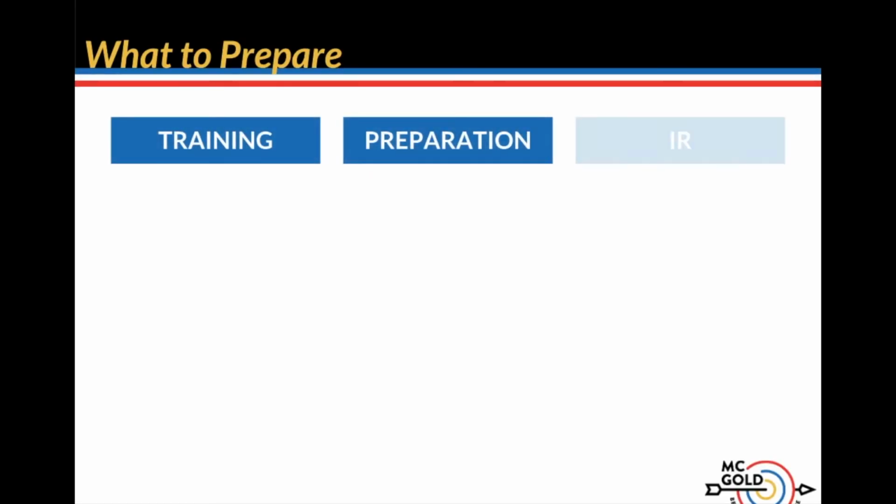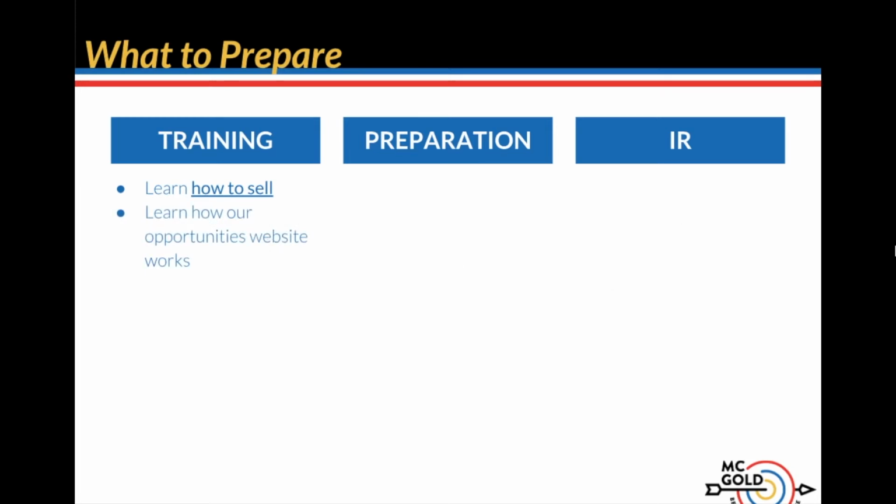So what to prepare for tabling? We have training, preparation, and IR. These are the 3 main things that need to be ready. And let's see what it means. For training, you have to learn how to sell. Again, this is the training that I was talking to you about. There are slides explaining some tricks and the most important things to know before going and selling. Second thing is to learn how our opportunities website works.